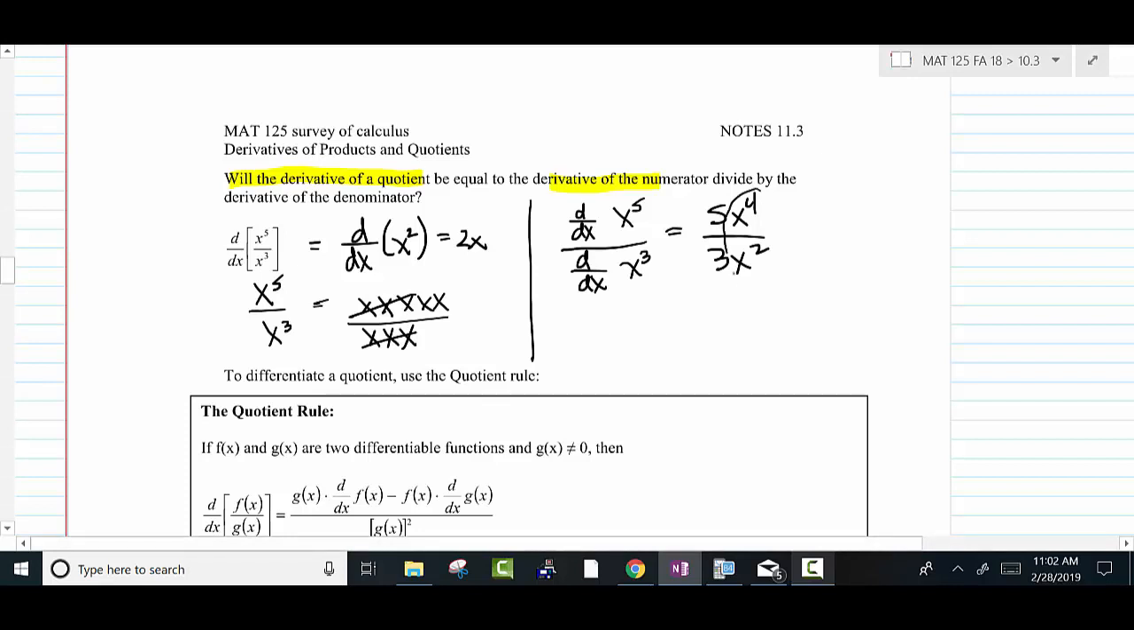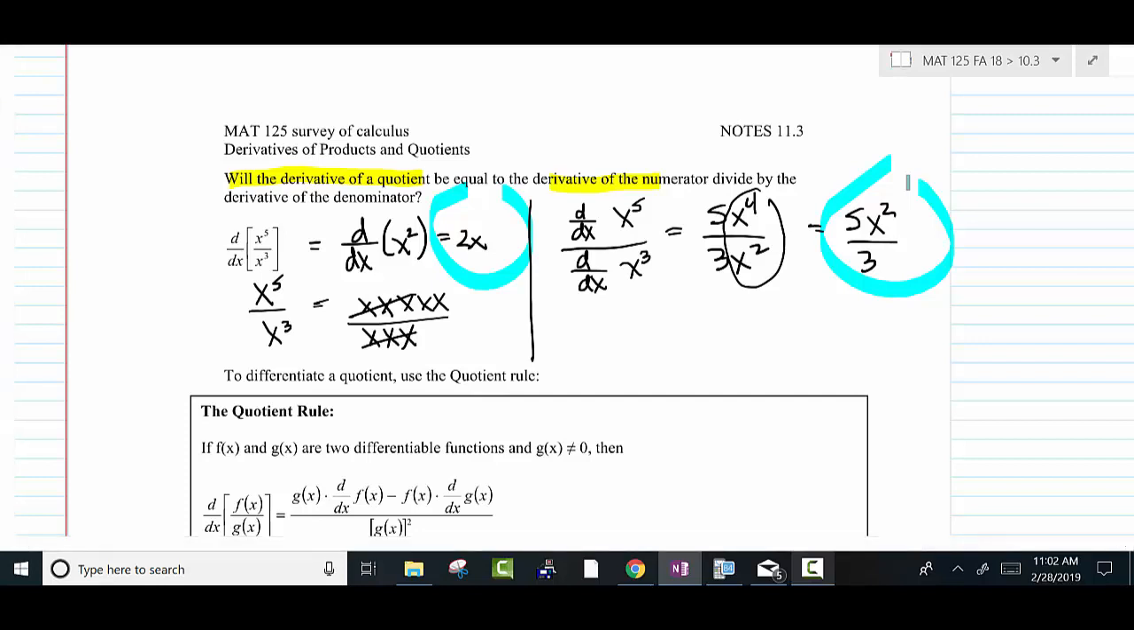So x to the fourth over x squared, what is that? X squared, okay? So you'd end up with 5x squared over 3. So notice, yeah, you got a totally different answer. It doesn't work. So it doesn't work when you do a product, and it doesn't work if we do a quotient either. So we had to develop a new rule that we call the quotient rule. So that's what we're going to work on next, is how to do a quotient.